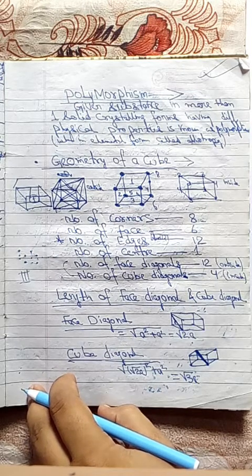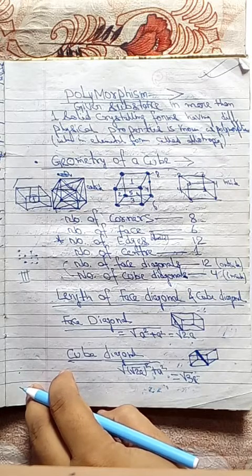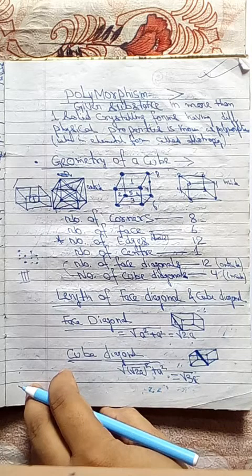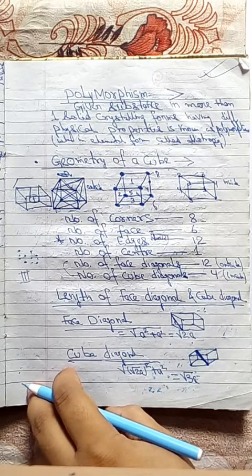Before going to the geometry of a cube, we'll see the term polymorphism. What is polymorphism? Polymorphism is a given substance existing in more than one solid crystalline form. Any substance can have more than one solid crystalline form, and these different crystalline solid forms have different physical properties. This type of structure obtained by a given substance is called polymorphism, and the property is referred to as polymorph. So let's come to the geometry of a cube.